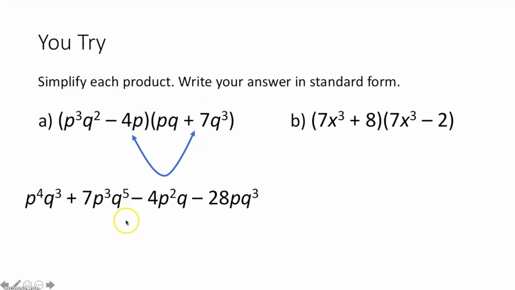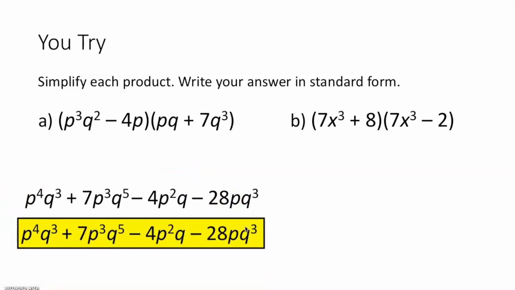Sweet. Now we combine like terms. Do any of these 4 terms have the same variables to the same degrees? No, they do not. So we're going to say that this is already in simplified form. So we just leave that as our answer.